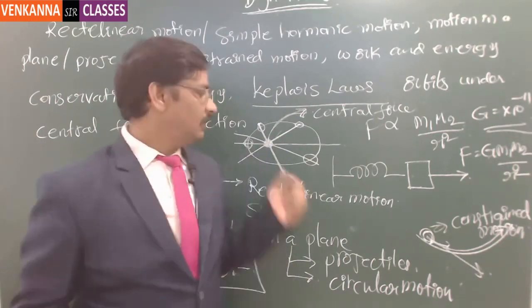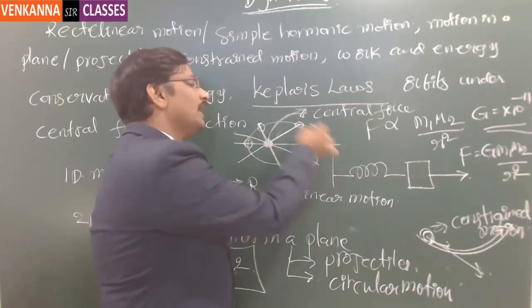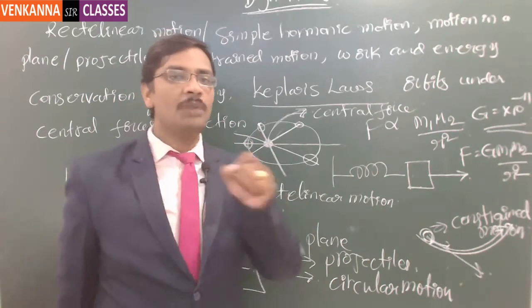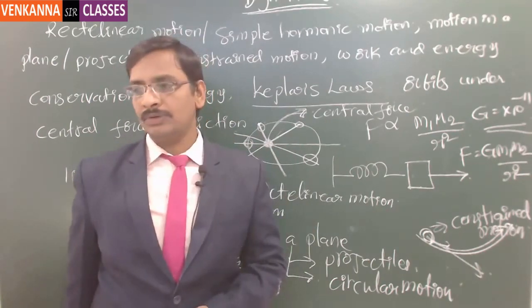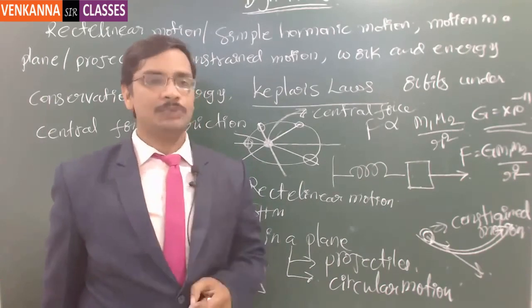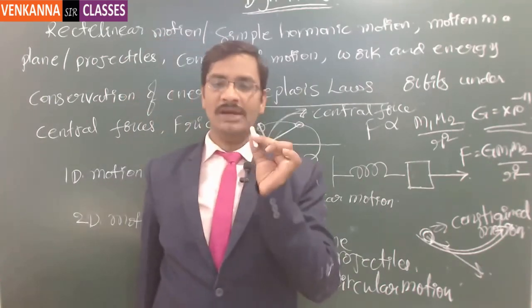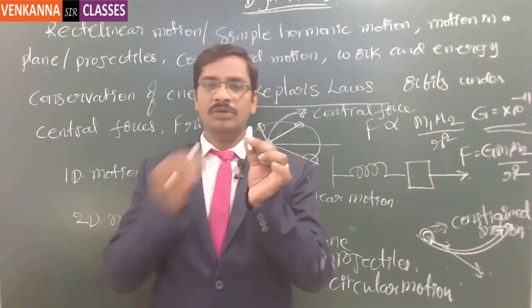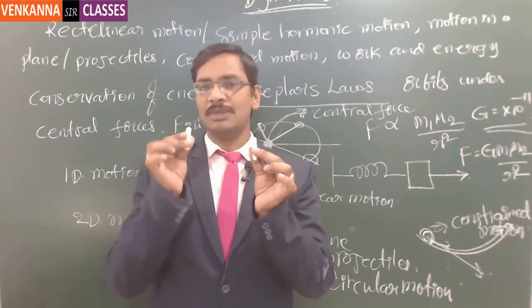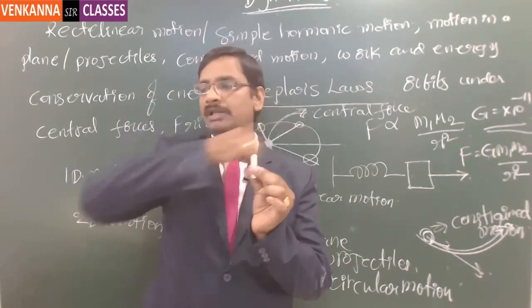For example, if I take this planet, it will try to rotate in an elliptical orbit, but it won't be an ellipsoid. Got it? What does it mean for us? See this, this is the chalk piece. Let us say this is the sun. Now this particular particle, which is the Earth, is trying to rotate in an elliptical orbit like this.